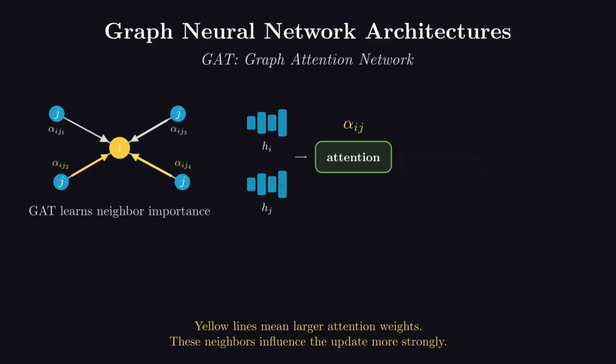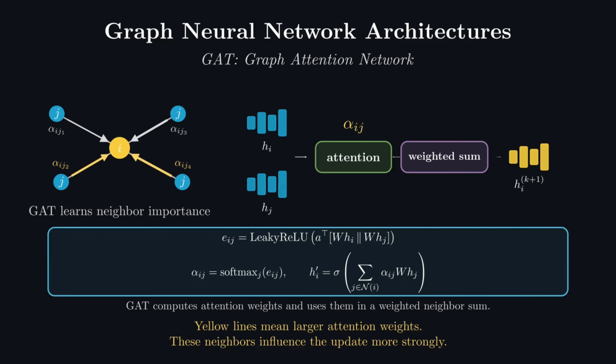After computing scores for all neighbors, GAT applies a softmax. This converts the raw scores into normalized attention weights alpha ij. Then, the weighted sum block combines the neighbor features. Instead of a simple average, each neighbor feature is multiplied by its attention weight. The output on the right is the updated embedding of node i.